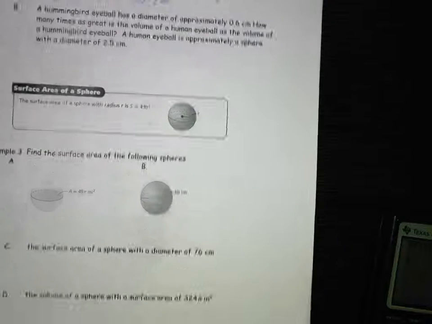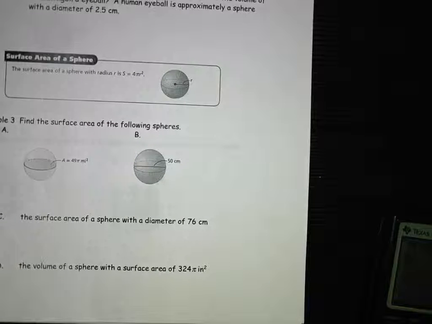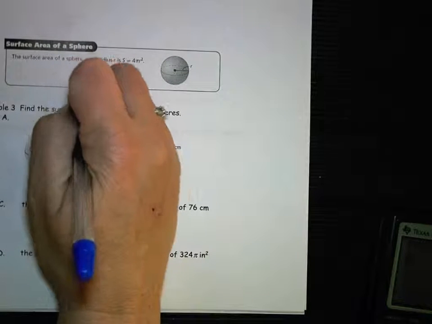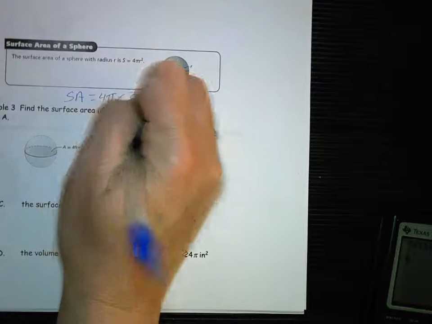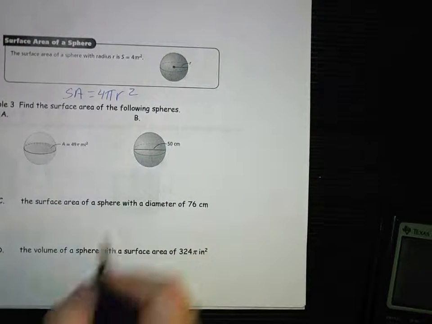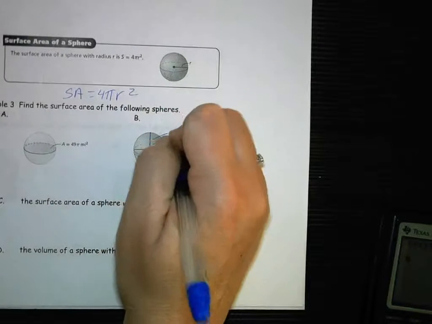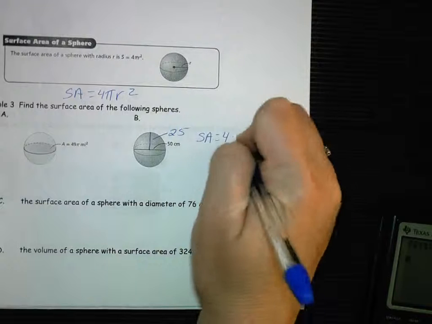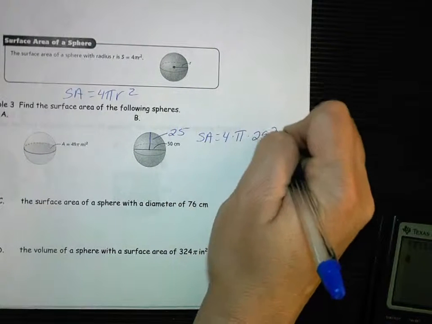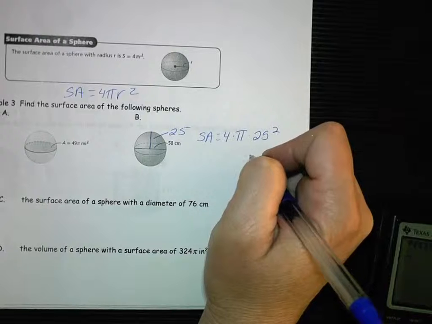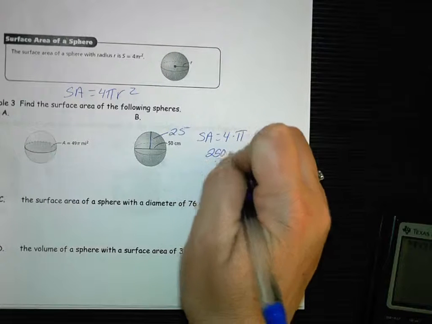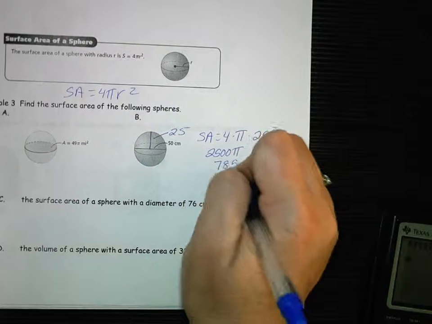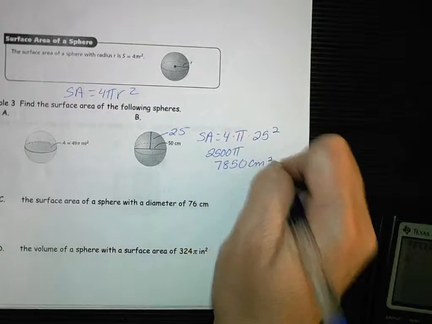I'm going to skip example B and go to the surface area of a sphere. Surface area is 4 pi r squared. Let's do example B first. Our radius will be 25. So our surface area will be 4 times pi times 25 squared. And when you multiply that out, you get 2,500 pi, or 7,850 centimeters squared.